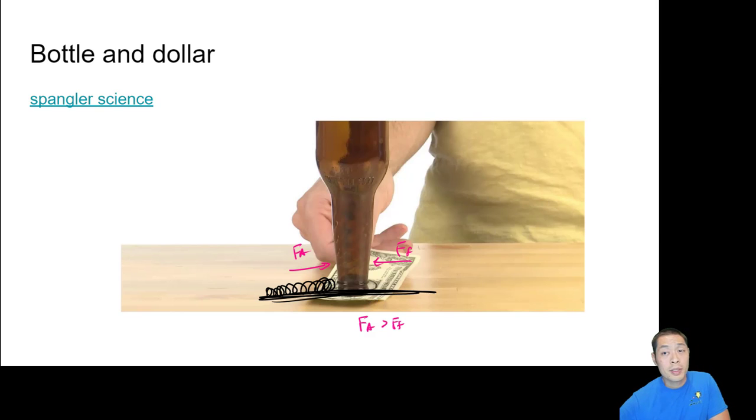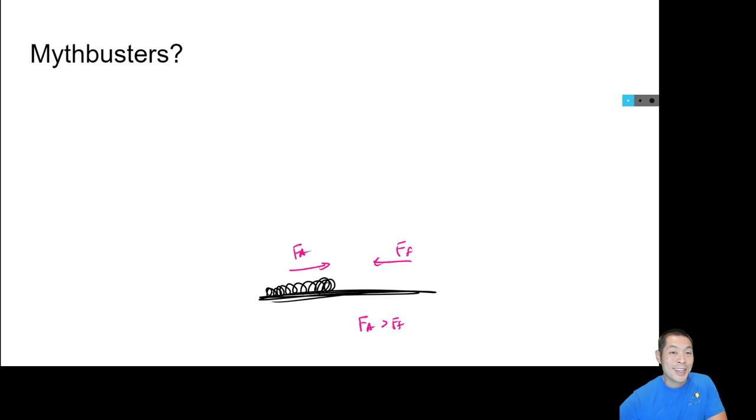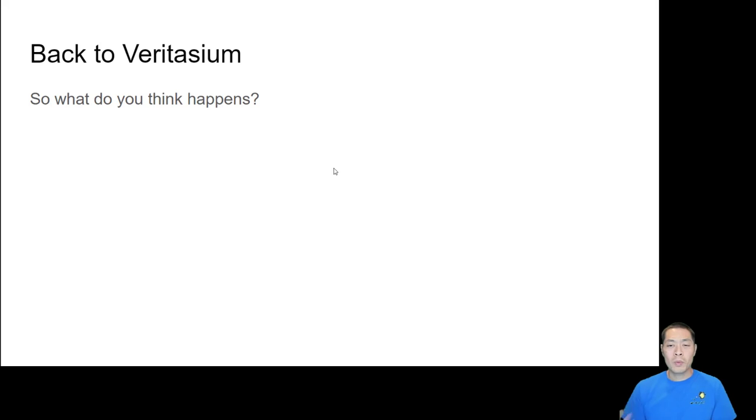Mythbusters does a really good episode of the tablecloth trick, and you can watch that if you want. And then go back to this. I'd like you to try to think about it. How would you explain that slinky in terms of force?